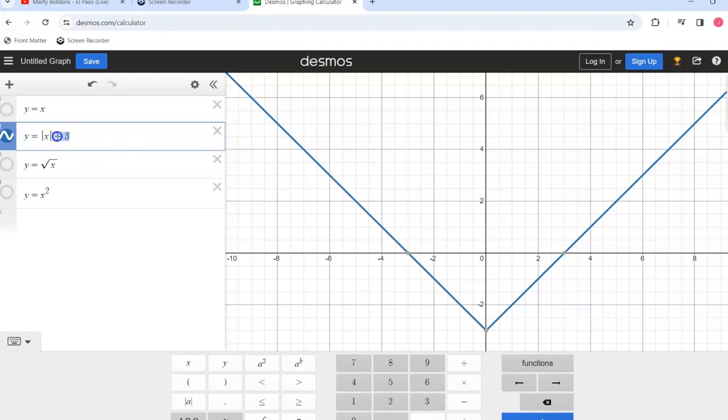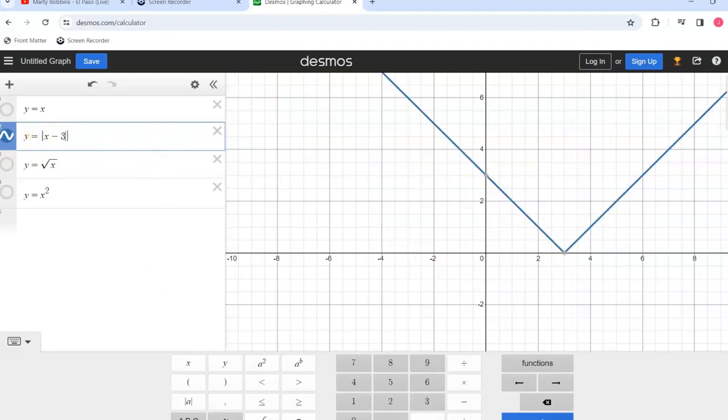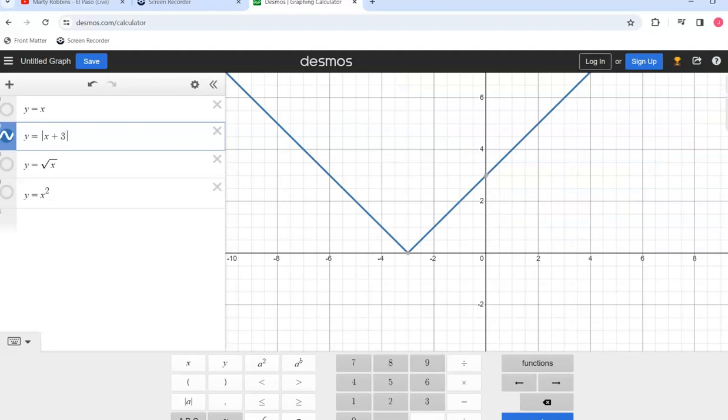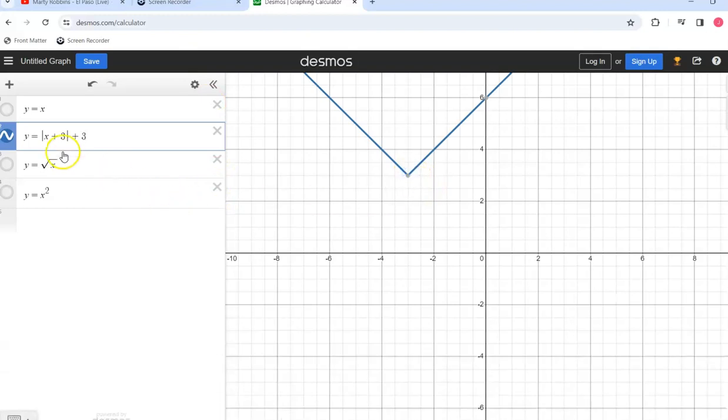Now, what if instead we put a number inside? Well, then it goes opposite the sign. So I put a -3 and I went positive. This, I'm going negative. And of course, I could put this all together. And now you can see this has went left 3 and up 3.